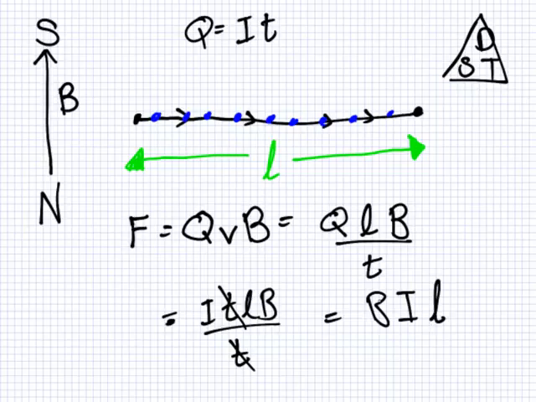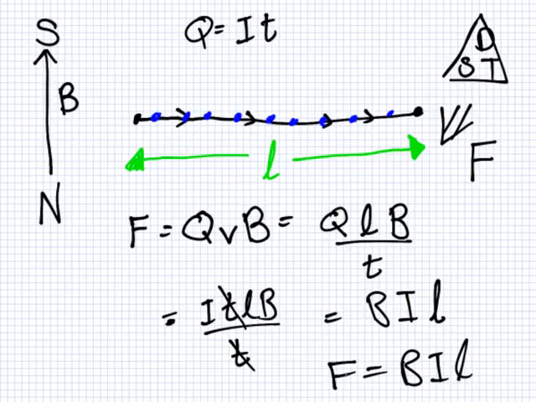So when you have a current in a magnetic field, this wire will feel a force, going out of the page. And the formula is B I L. So this is our first formula here. Why do you use L? The length of the wire.